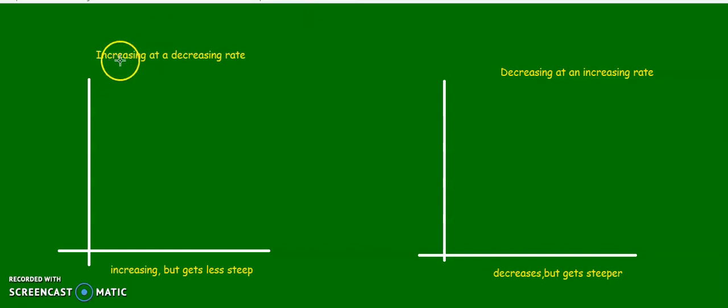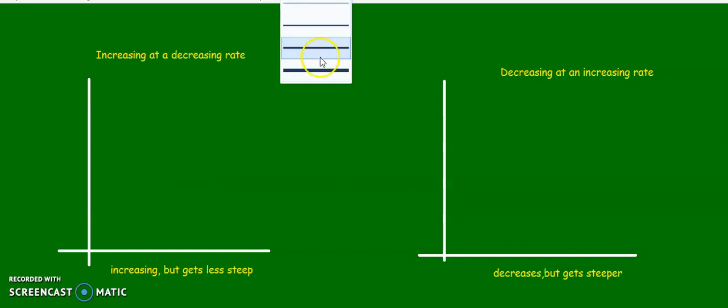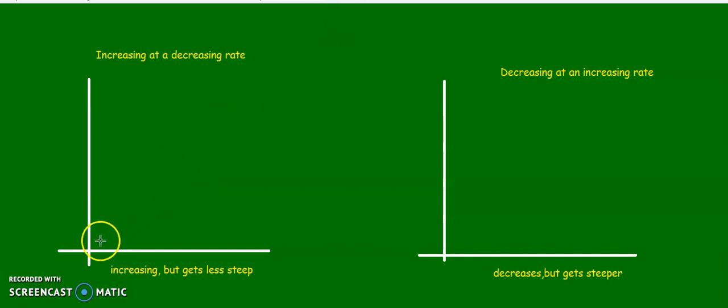So the graph is increasing but at a decreasing rate. So I can draw a graph that's increasing. I just have to do this. This graph is going to be increasing, so it'll look like this, going up. But here, if I just draw a straight line like this, it's not getting steeper or less steep. So I want it to be increasing but at a decreasing rate. So I want to do something like this.